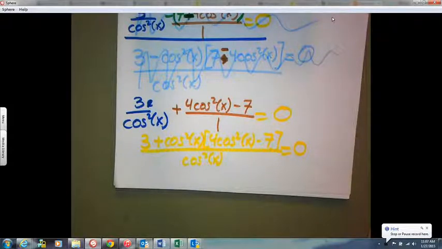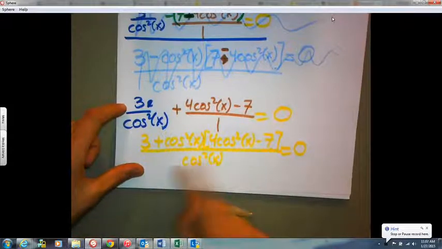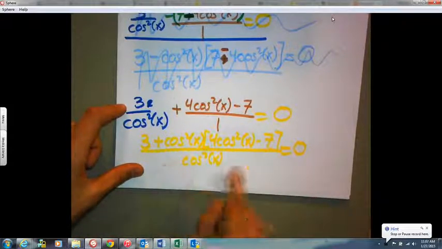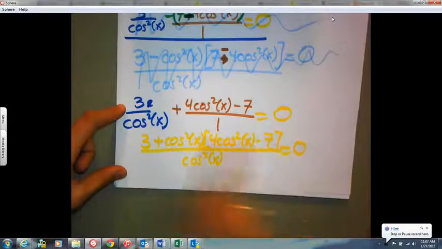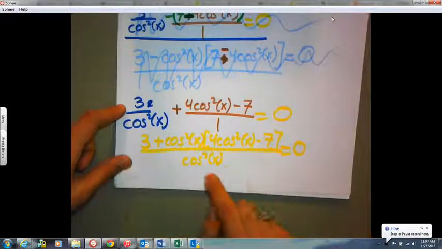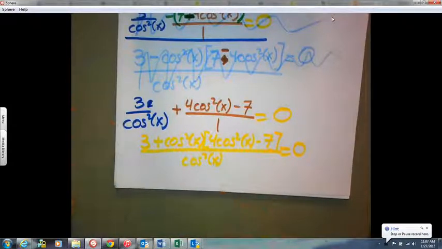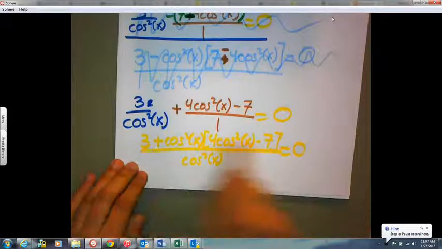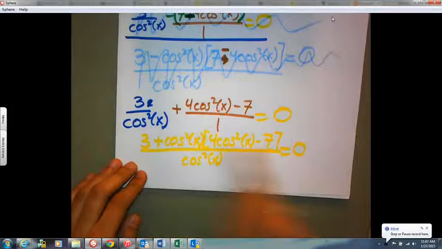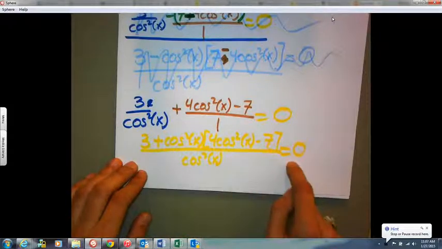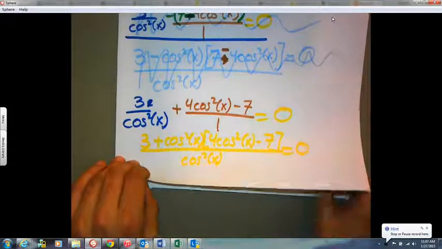I've said this ad nauseum now, which means a lot, that when you have a fraction equal to 0, you don't care about the bottom, you only care about making the top equal to 0. Remember, the bottom part, you only care about it if you want to check the domain restriction, which you always should at the end. But when you're solving, you only want the top equal to 0. You never want the bottom of a fraction equal to 0. So I'm just going to focus on the top now.